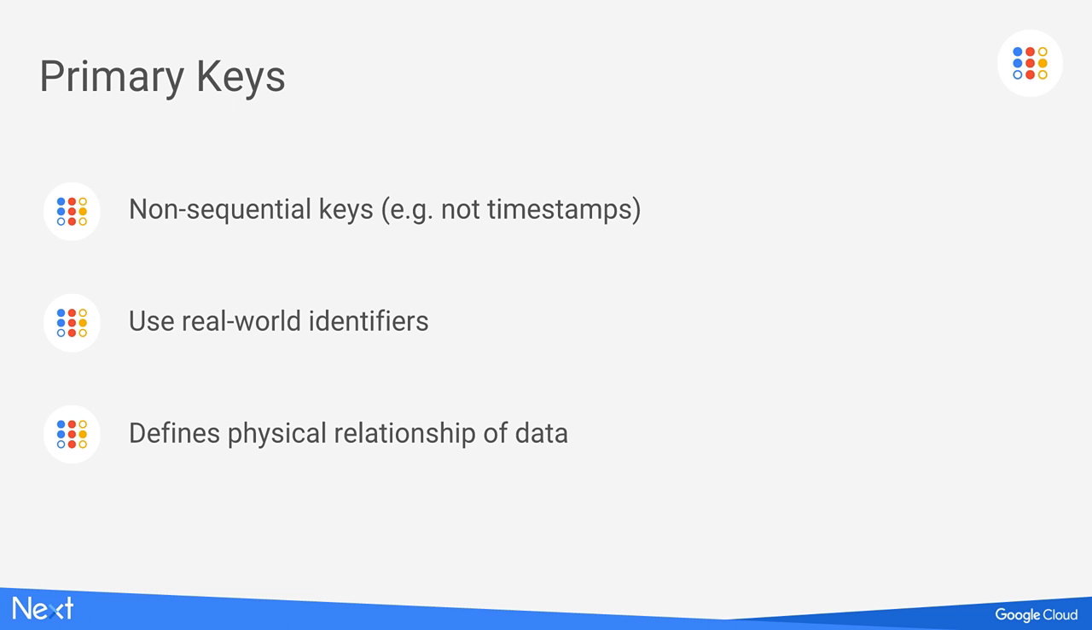I talked a little bit about primary keys. Spanner is different than some of the relational databases. We don't have auto-increment IDs. It's very important that we have distribution of primary keys, so it's very important that you don't use sequential keys, specifically not timestamps. We recommend that you use real-world identifiers, because this generally gives us a sufficient amount of randomization to shard your data between the nodes. And as we talked about before, it defines the physical relationship of the data. So the primary keys are the way that we know that one thing relates to another.